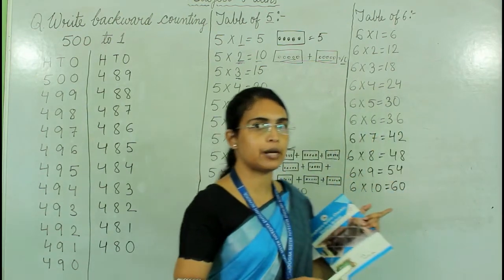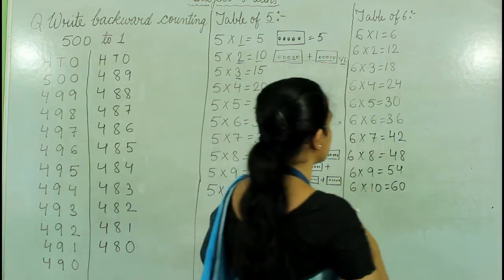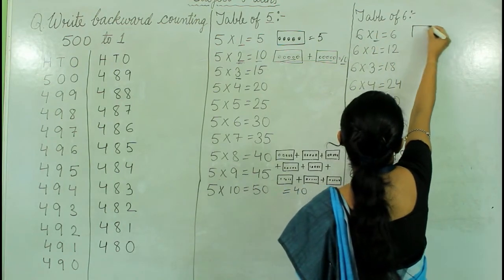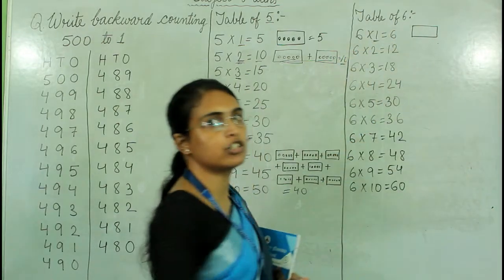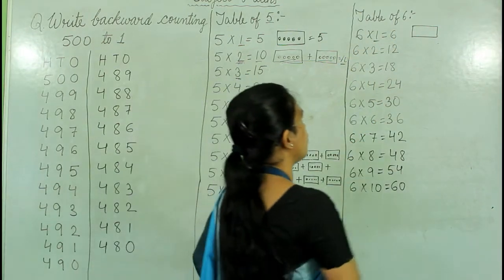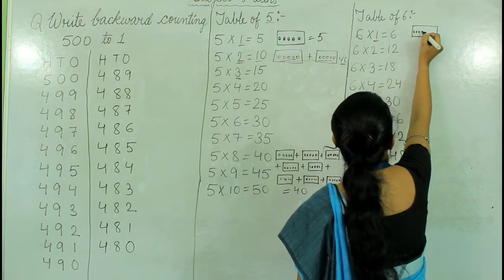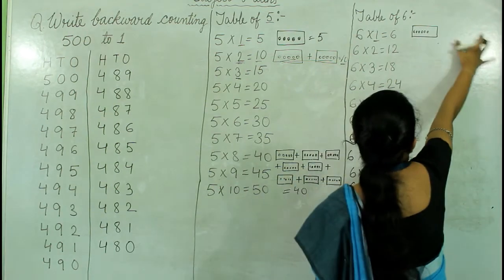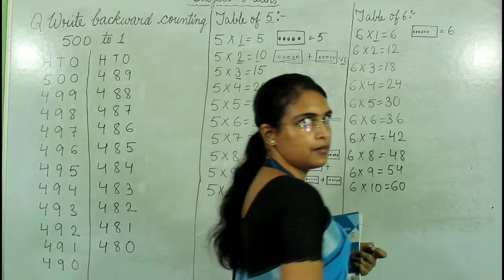Now, we will do the table of 6. Here again we can use the same process. Here we have 1, so we have to draw 1 box. Here we are doing which table? Table of 6. So for that, how many balls do we have to draw? 6 balls, right? So we have drawn 6 balls. There is no other box, that means we have only 6, right?